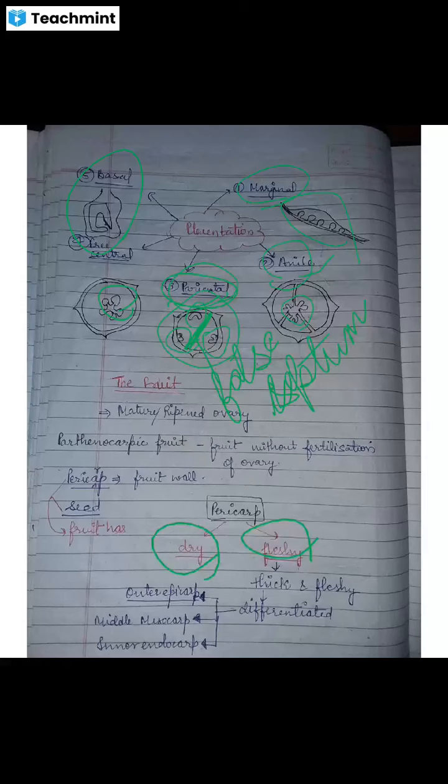Okay, if it is a fleshy one, then it is differentiated into different parts. Means the pericarp is differentiated into three parts. The outer pericarp is called the epicarp. The middle one is called the mesocarp, and the inner one is called the endocarp. Okay. Now talking about the drupe. In the NCERT, we have different types of fruits. Okay. But we have the drupe.